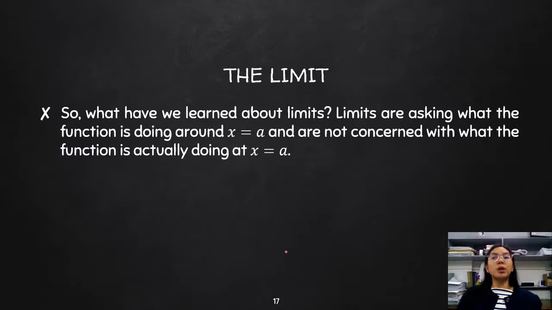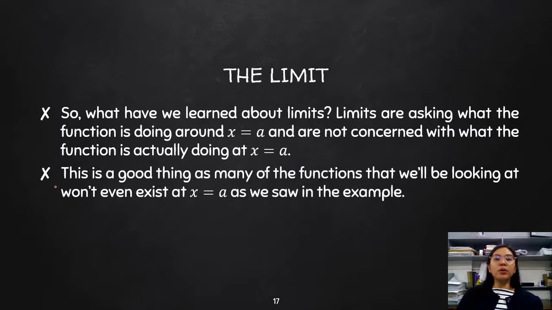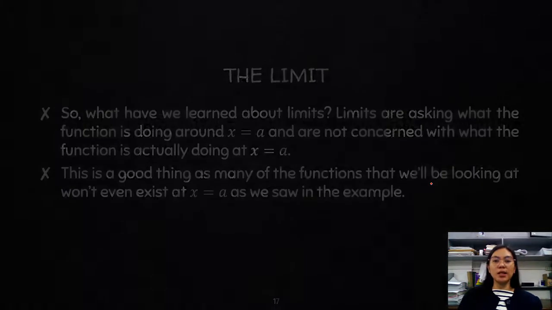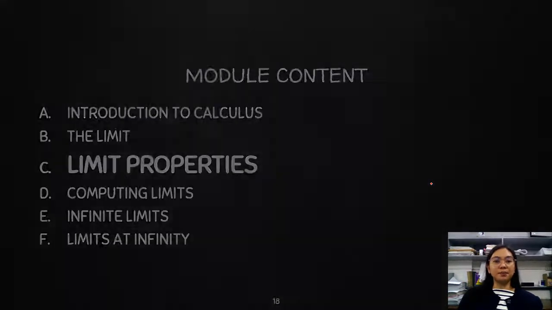So what have we learned about limits? It says here limits are asking what the function is doing around a particular number. In this case, we have x is equal to a, and we are not concerned with what the function is actually doing at x is equal to a. Also, this is a good thing as many of the functions that we'll be looking at won't exist at x is equal to a as we have seen in the example given.